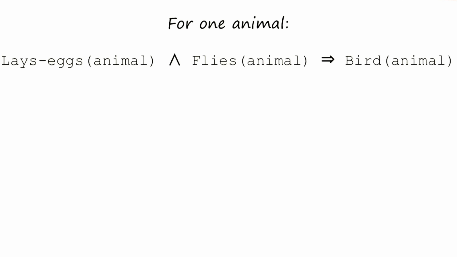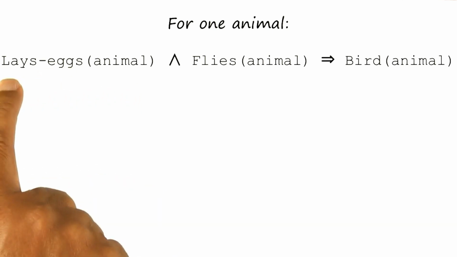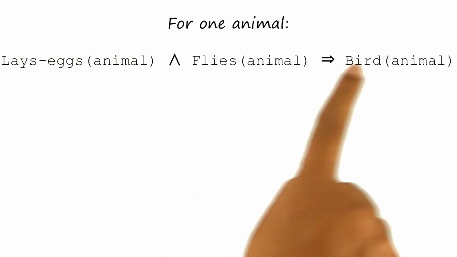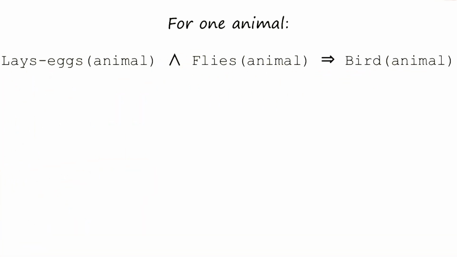Propositional logic is sometimes also called the zeroth order logic. The key aspect of propositional logic is that it does not have any variables. So as an example, I may have a sentence which says, if the animal lays eggs and the animal flies, then the animal is a bird. And here I'm talking about a specific animal. But sometimes I might want to talk about animals in general, any animal, all animals. In that case, I would want to introduce variables in it.